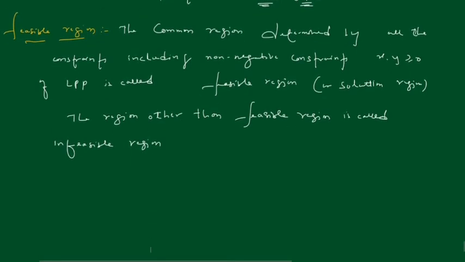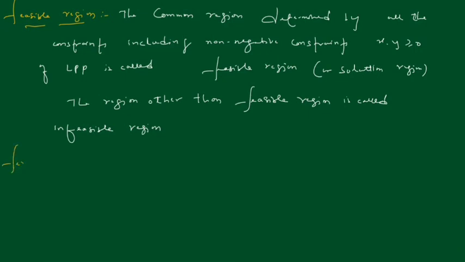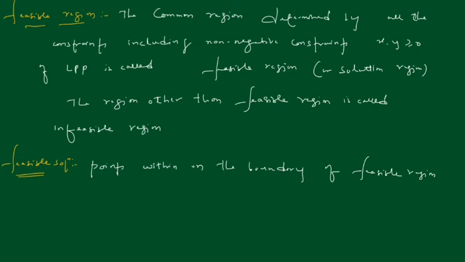Next definition is feasible solution. Feasible solution is nothing but points within and on the boundary of the feasible region, which represent feasible solutions of the constraints.